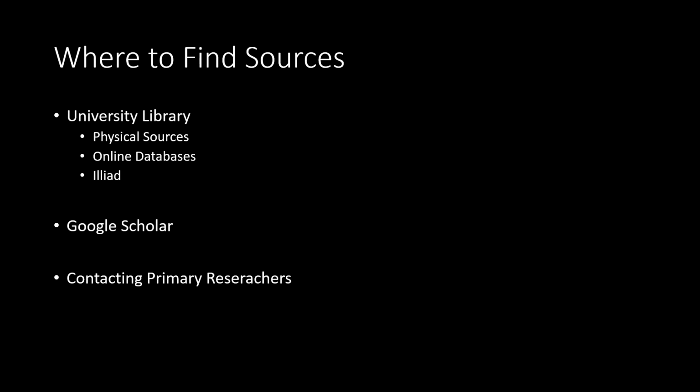Now, when it comes to finding these sources, probably the primary place you want to look is the university library. It is worth mentioning, even though almost no one will ever look at these anymore, that most university libraries will contain shelves and shelves of physical sources. These are actually hard copies of journals that contain research articles in them. More common is to use online databases.